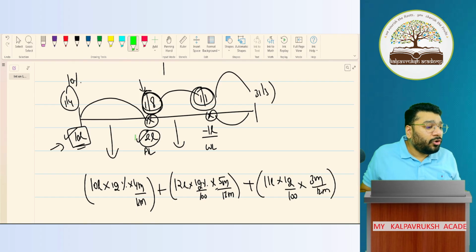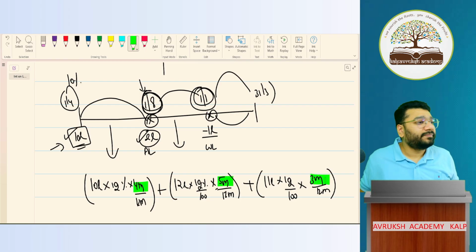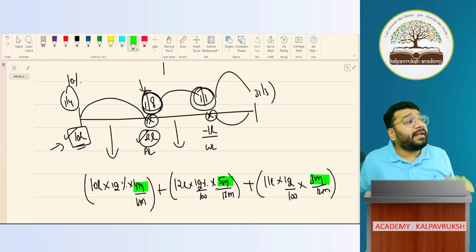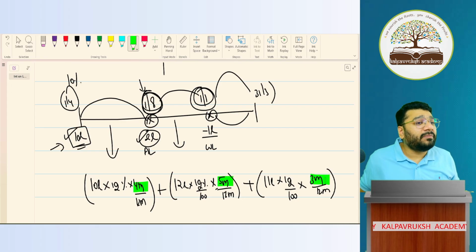Now please tell me, 4 months plus 5 months plus 3 months is equal to how much? 12 months. So this is interest for how many months? 12 months. 12 months means per annum. Easy or difficult? Online people, easy or difficult? Easy? Comfortable? No problem? Okay.